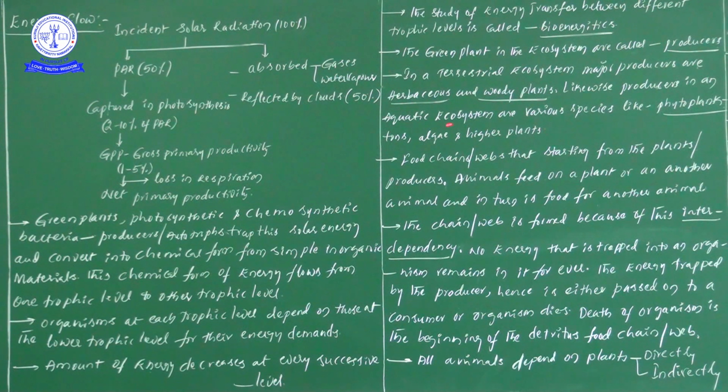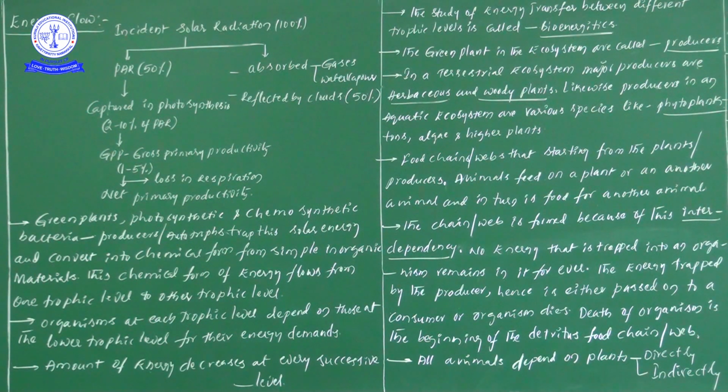Suppose you take an aquatic ecosystem. Likewise, the producers in an aquatic ecosystem are various species. There are different types of species: phytoplanktons, algal members and some higher plants. Higher plants means angiosperms. So phytoplanktons, algal members, and some aquatic higher plants we can observe in an aquatic ecosystem. In a terrestrial ecosystem, only herbaceous plants as well as woody plants are seen.